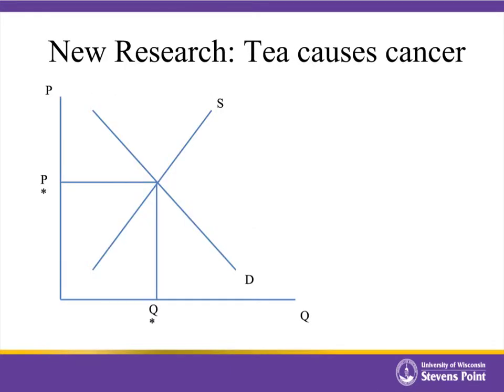So the first one, new research: tea causes cancer. So we want to think about, does this shift supply or demand and in what direction, and how does that change equilibrium price and quantity? On each of these I'll pause for about 10 seconds. Feel free to pause the video if you want more time to think through it.